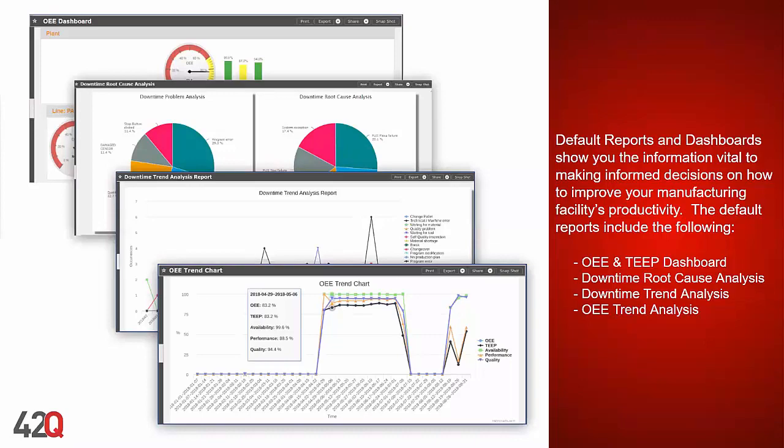42Q has by default a set of industry standard reports. There's downtime trends, root causes, dashboards, MTBF and MTTR, and some others. And these reports can be filtered in a variety of ways. A couple of my favorites are seeing an entire production line at a glance, and then drilling down into individual assets. Another one is seeing all assets of a certain type.